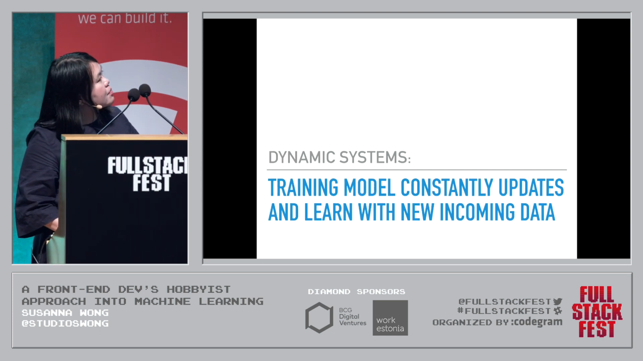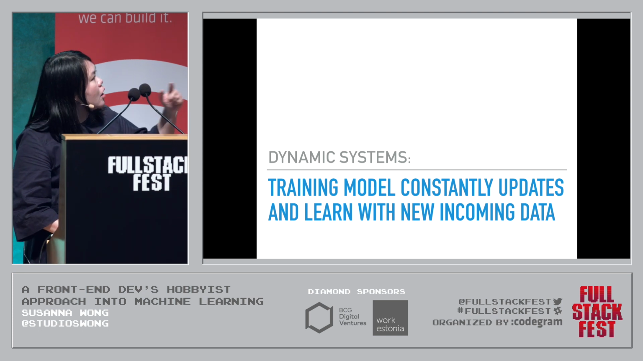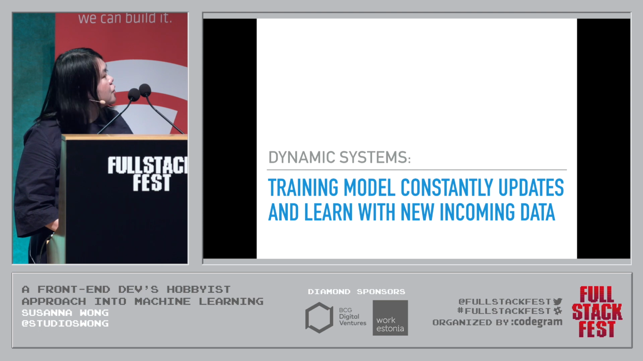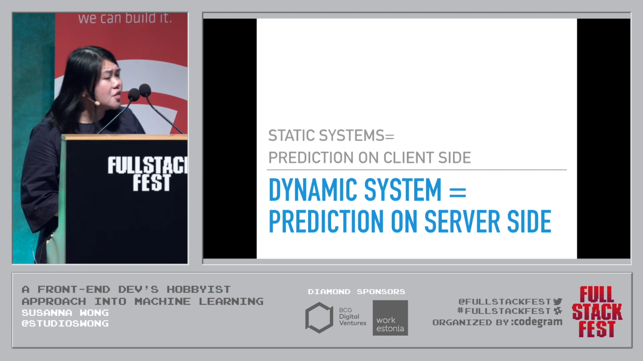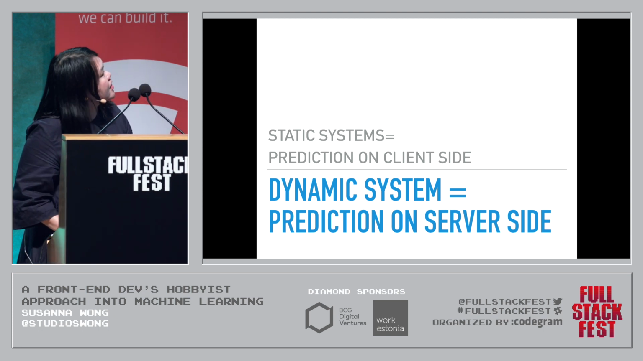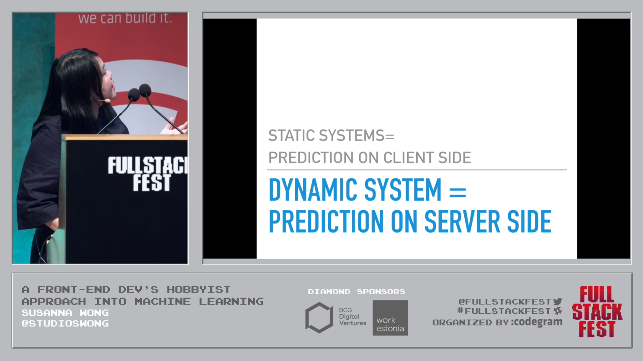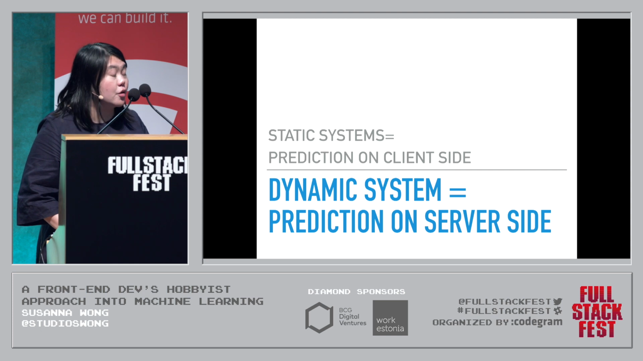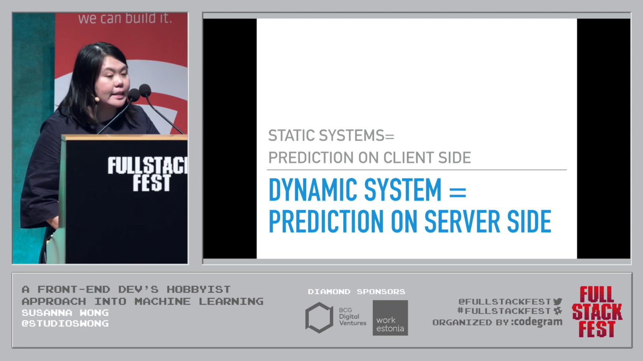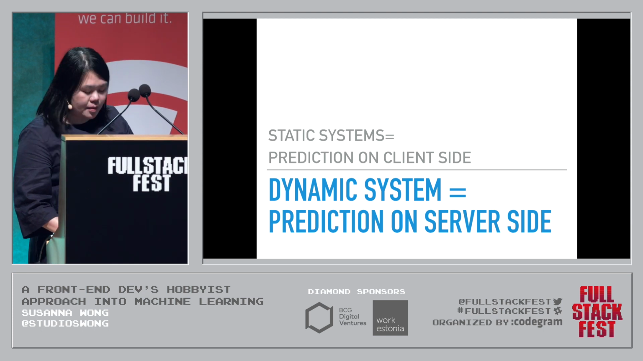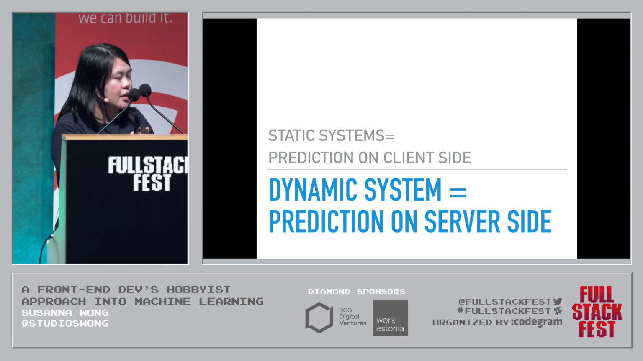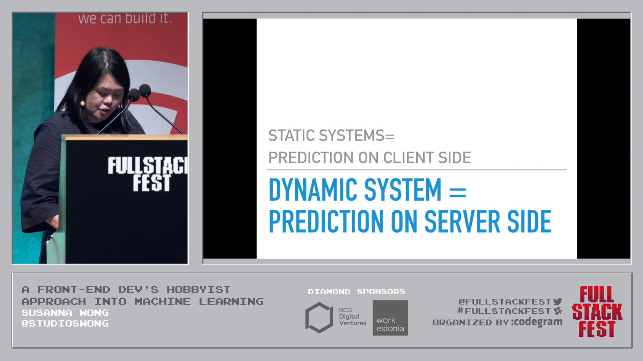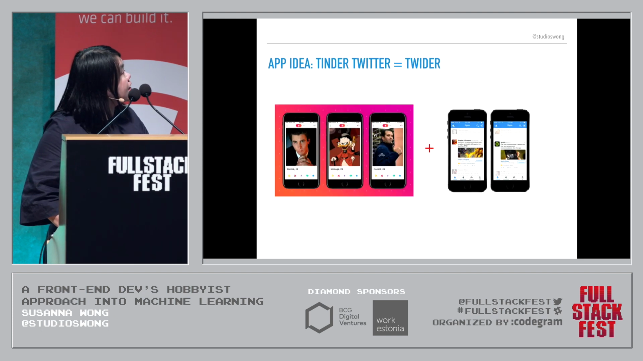With a dynamic system, other than using your model to predict, a trained model will continuously train and update according to new incoming data. So in front-end development terms, with a static system, you can run your trained model on the client side because there's much less latency compared to a dynamic system, where your model is constantly training as well as predicting. So it's best to be run on the server side.